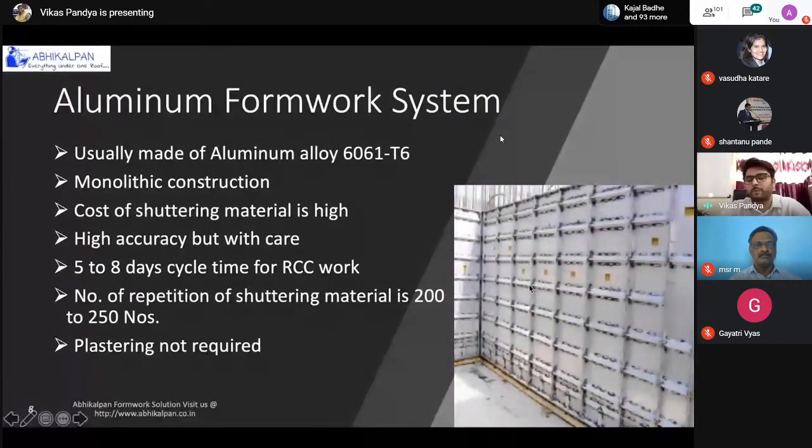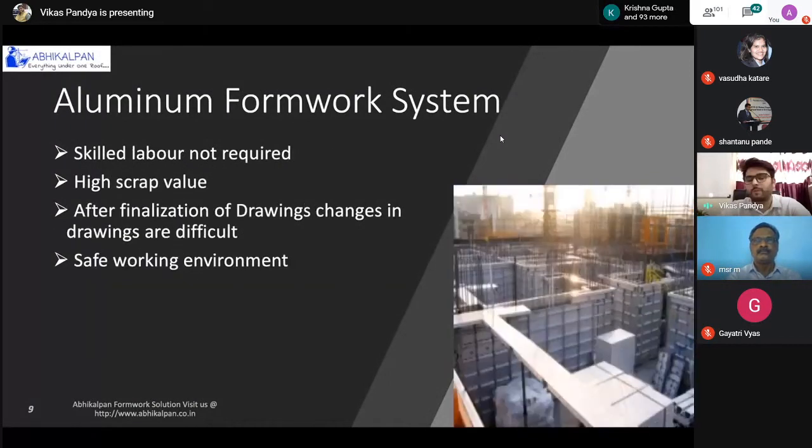Also, plastering is not required for this system as we will get a better finish of concrete. So we can directly go for texture paint on the external side, and on the internal side, you can go for gypsum plaster. So you will get a better finish surface by using this formwork system.